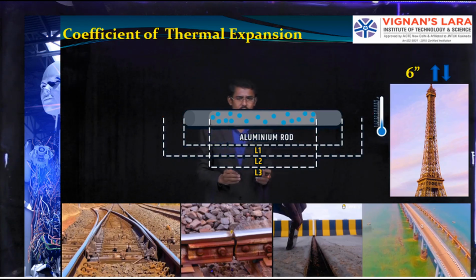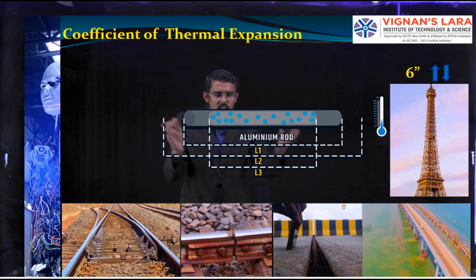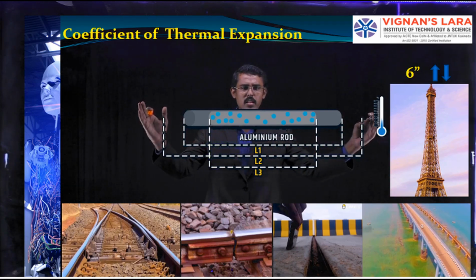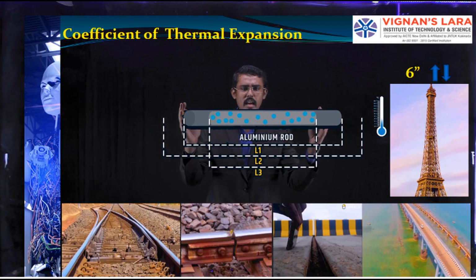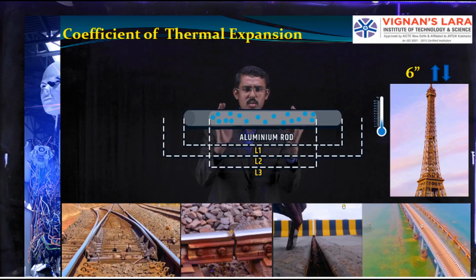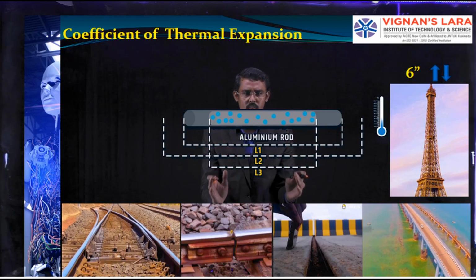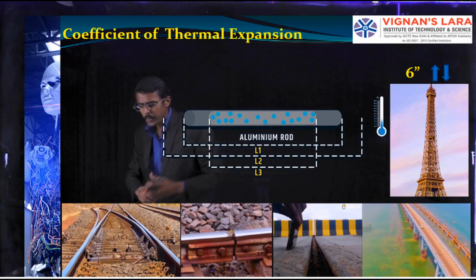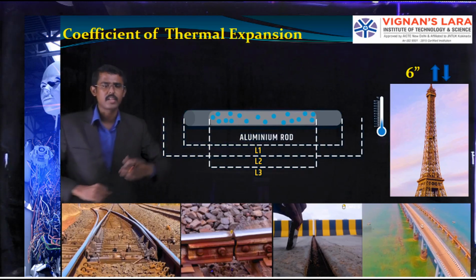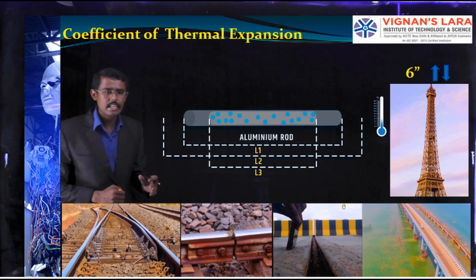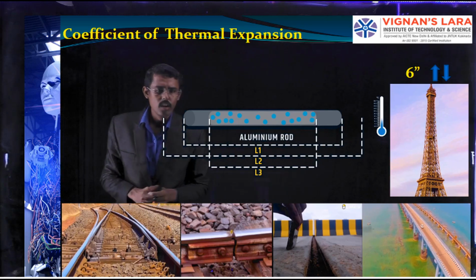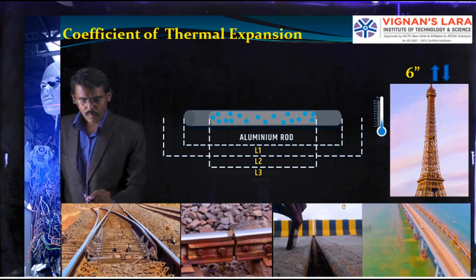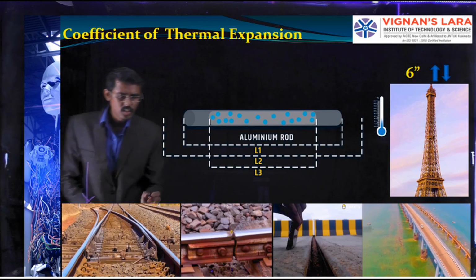When the temperature is reducing, what happens? It contracts. This is the expanded position, and this is the original position. When the temperature reduces, it goes back to this L3 position. In such a way, the thermal expansion of the material depends on temperature. Therefore, we are using this in railway tracks.